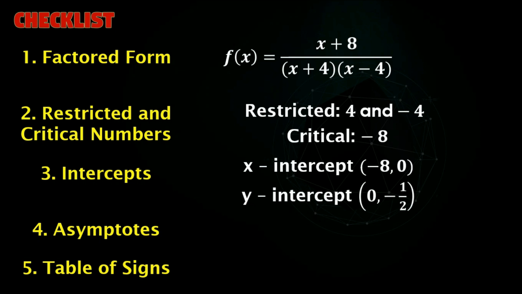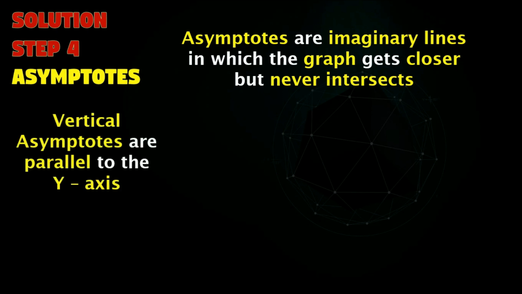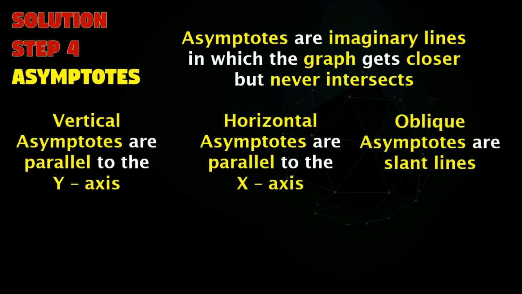Para naman sa step 4, we have the asymptotes. Asymptotes are imaginary lines wherein the graph gets closer and closer but will never intersect. On rational functions, we have 3 types of asymptotes. The first one is vertical, which is parallel to the y-axis. Another one is horizontal, which is parallel to the x-axis. And the last is oblique, which is also a slant asymptote.